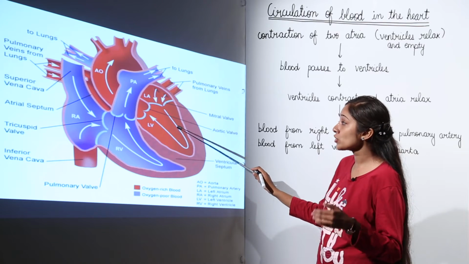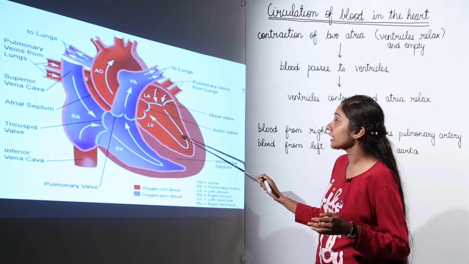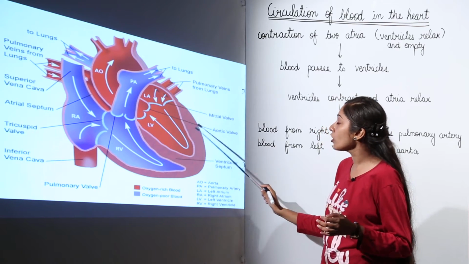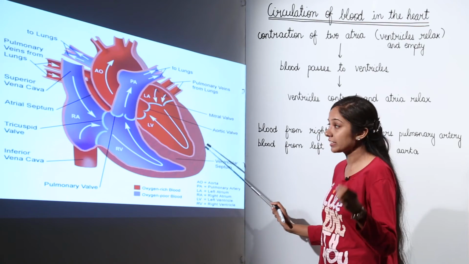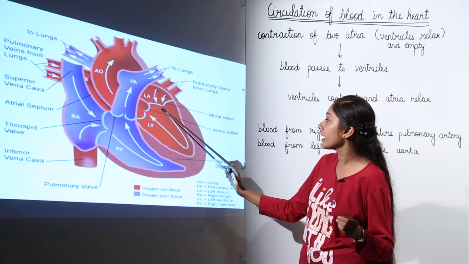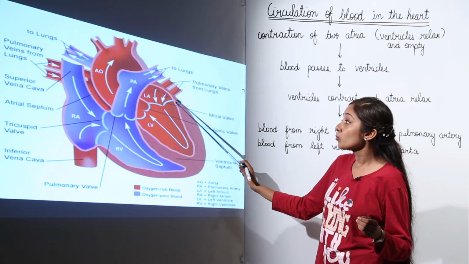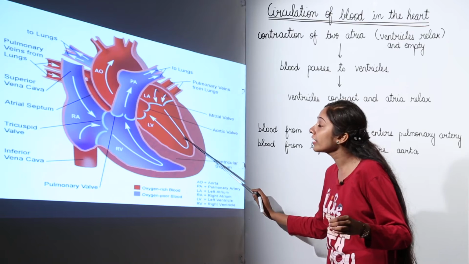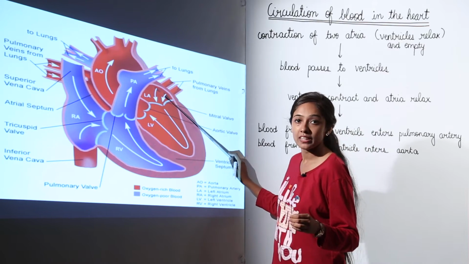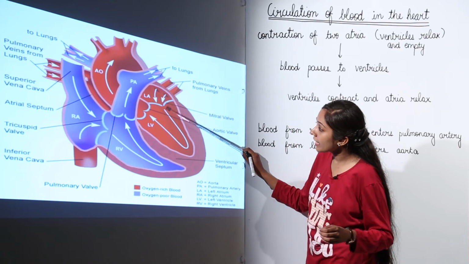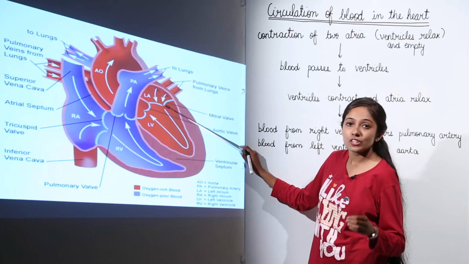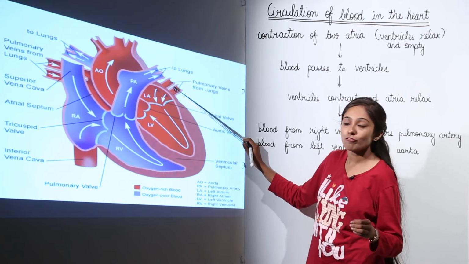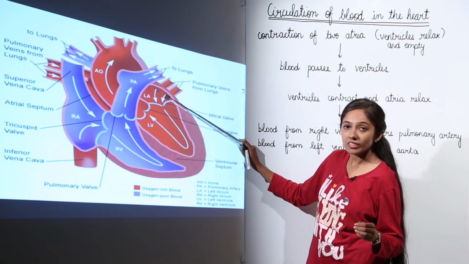Now, the regulation of the blood flow, so that the blood does not flow back, is controlled by the valves which we have discussed. So, we have a mitral valve over here which is going to prevent the backflow of the blood from the left ventricle back to the left atrium, right? So, you can see here that we have a mitral valve which is going to prevent the backflow of blood from this to this, right?